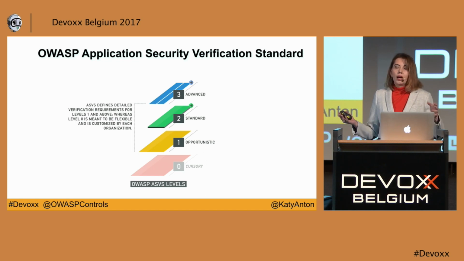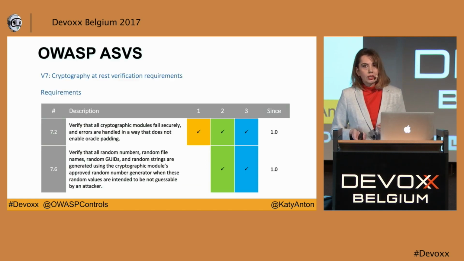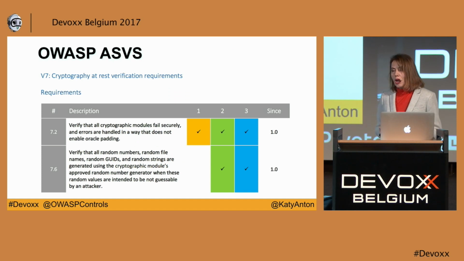And this is a good document because it helps both developers and managers within the business to have a common understanding of the appropriate level of security of their own applications. And here is an example of how the requirements look, where each requirement is clearly marked if it applies to level 1, level 2, or level 3.